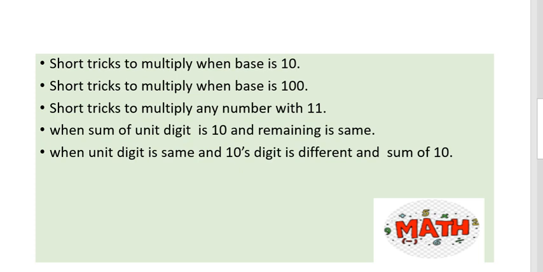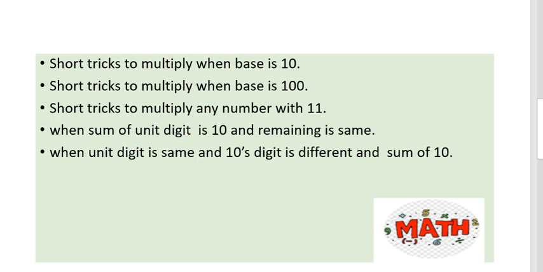Then the second trick I am going to use is when the base is 100. For numbers like 80 to 90, we will take the base as 100. And then the third is the short trick to multiply any number with 11.